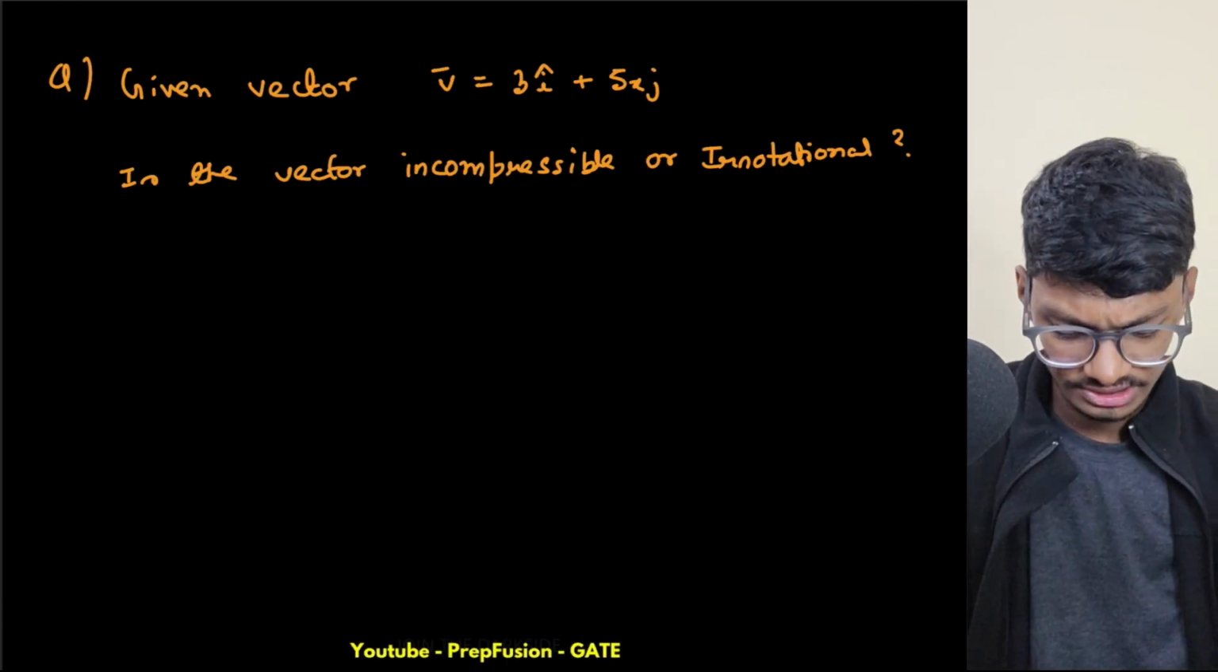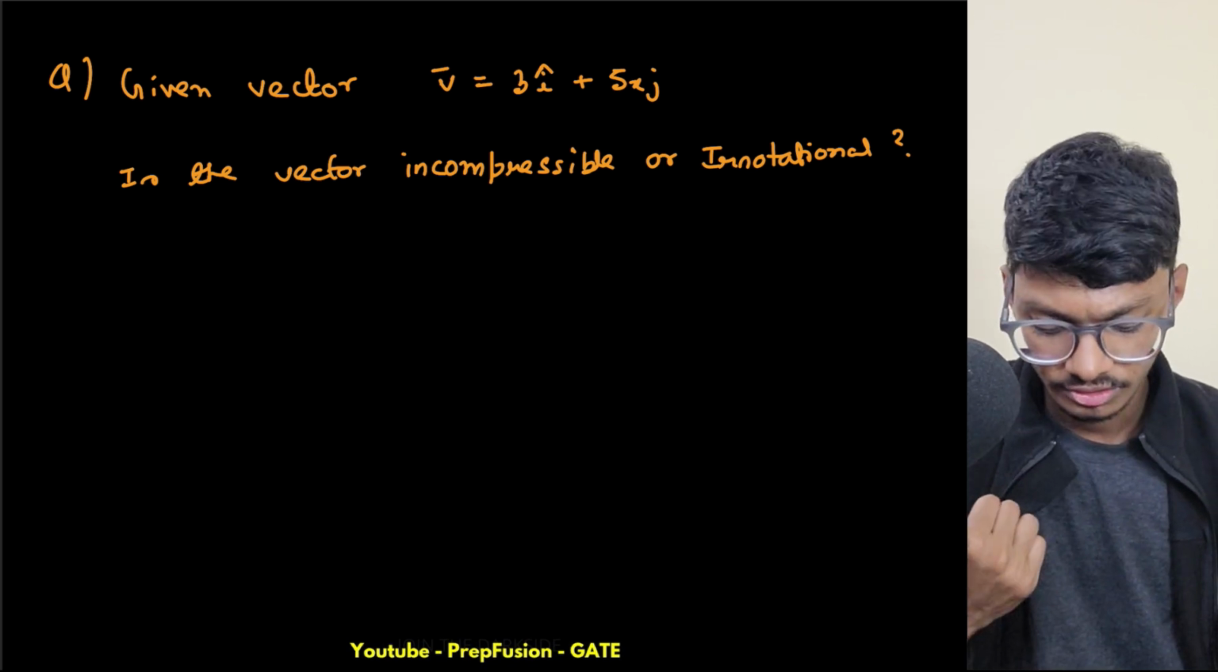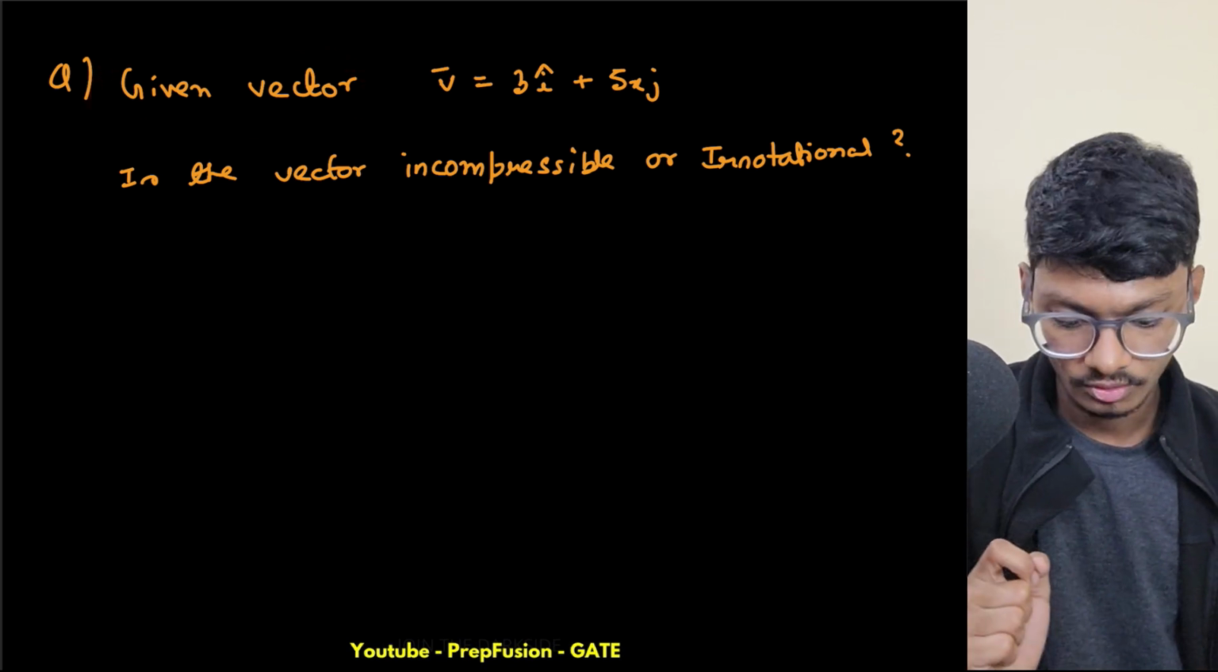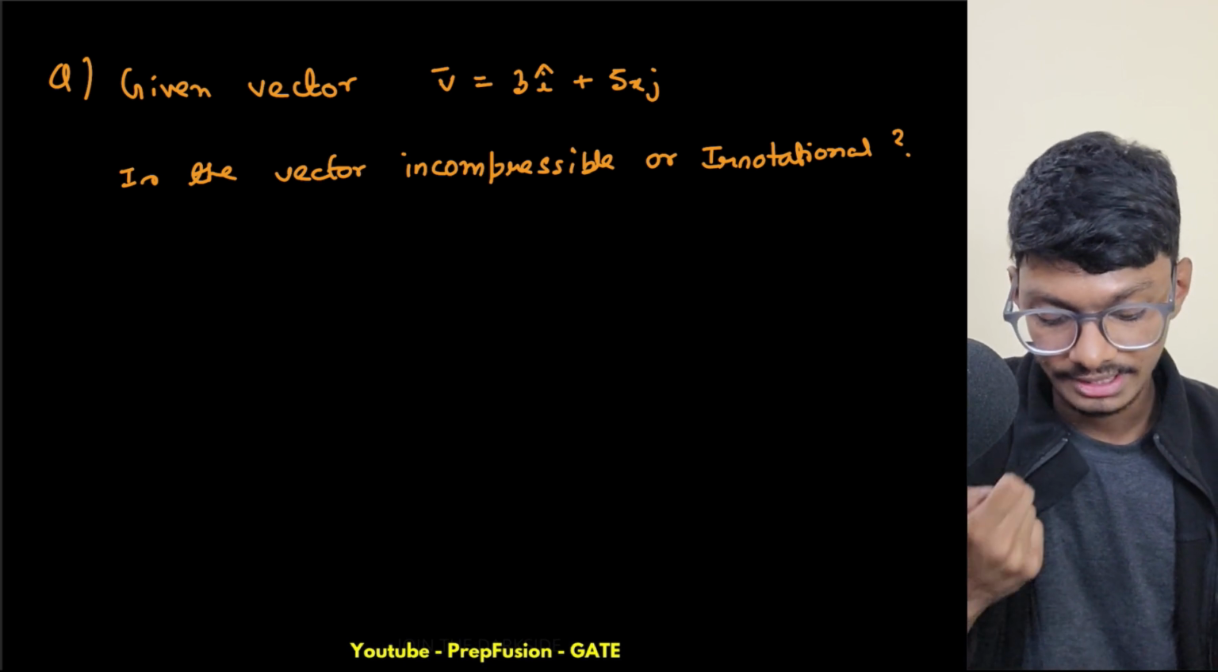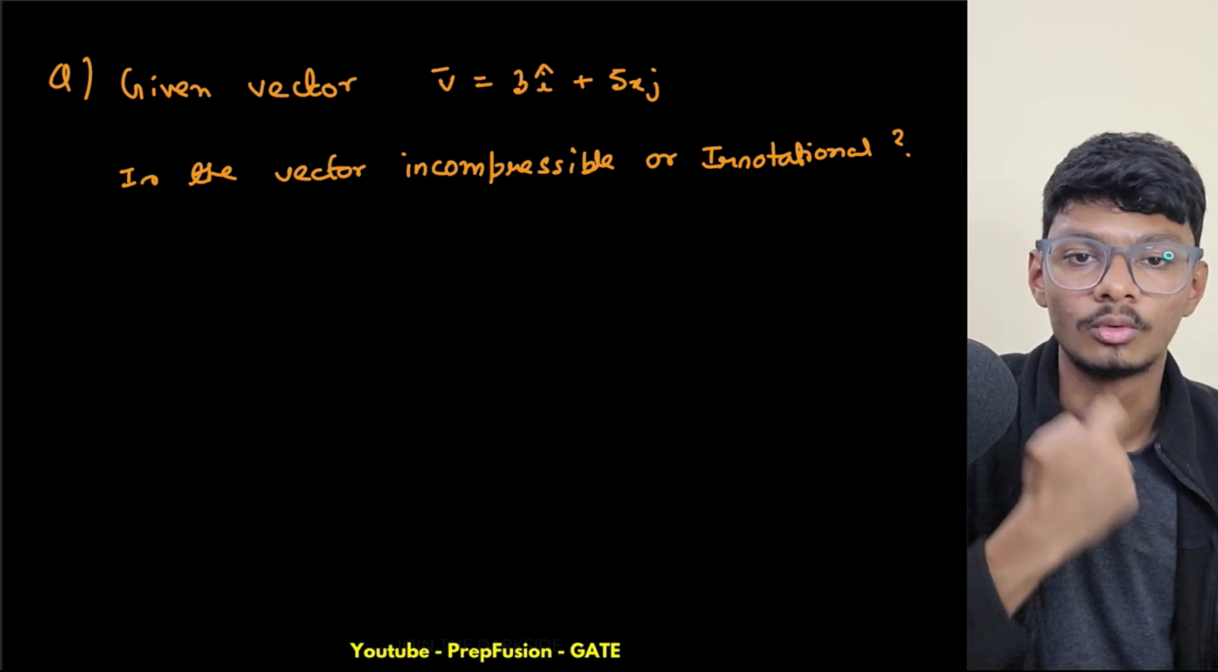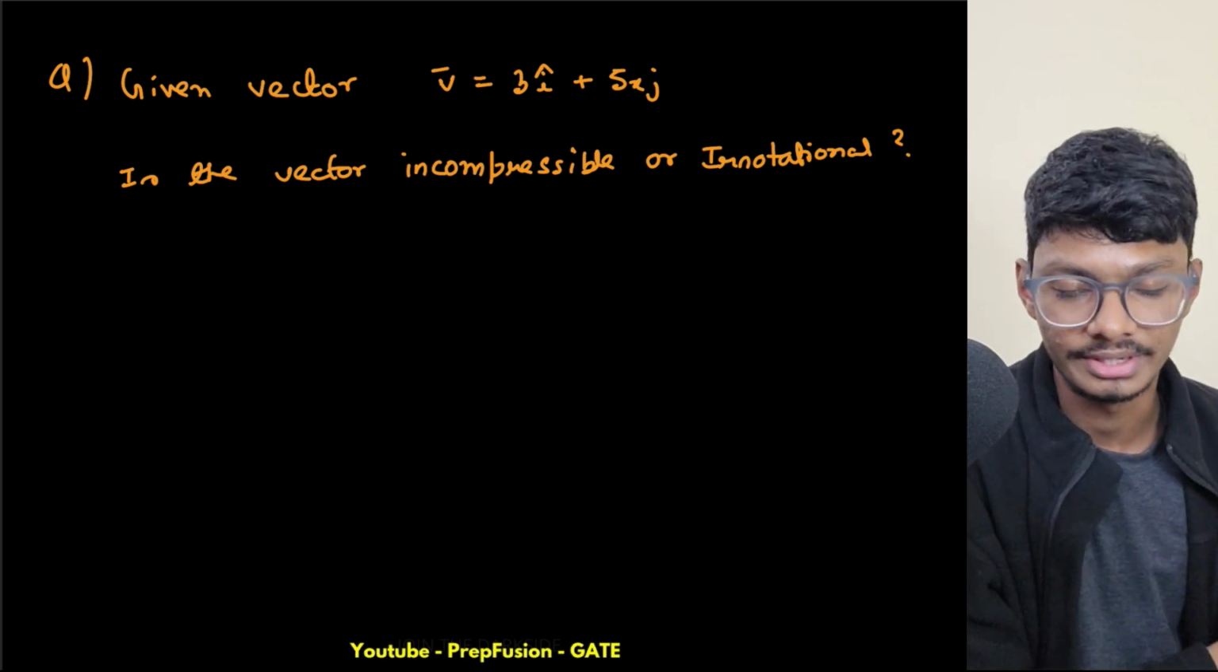So this question is pretty simple, like a vector only. So you have been given a vector here, okay, and you have to simply tell whether the vector is incompressible or irrotational. So what does incompressible mean?